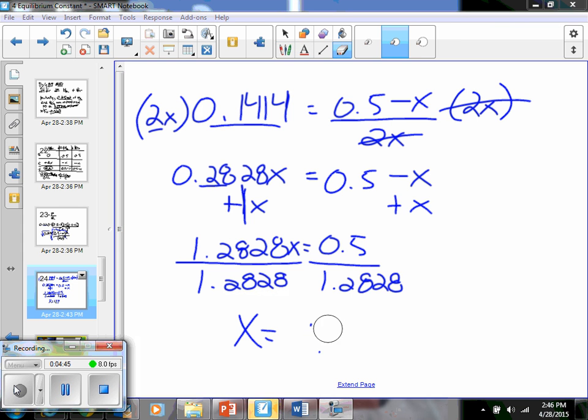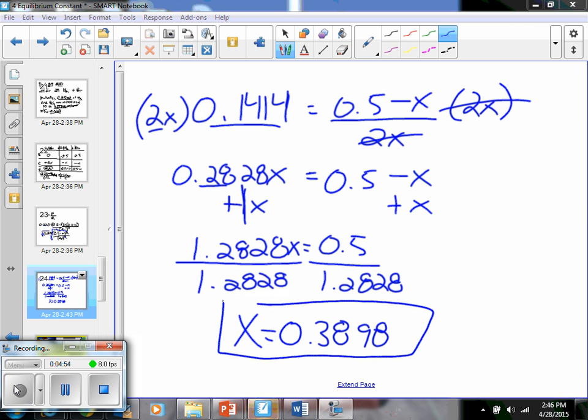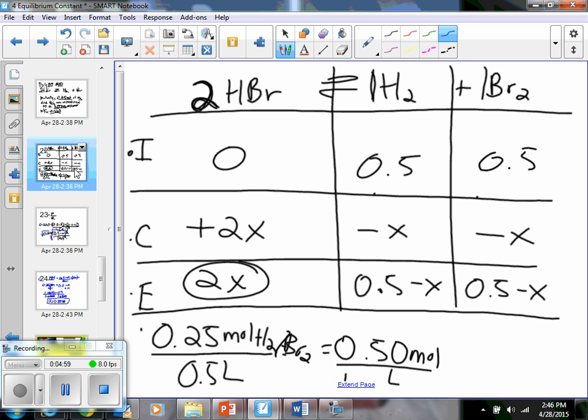Sorry, calculator error. It's not 1.77. It should be 0.3898. Remember though, this is just your x value. You have to sub that back into your ice table to solve for what these values actually are. So 0.5 minus that answer gives me 0.110 for these. And then 2 times 0.3838 gives me 0.768 for this one.